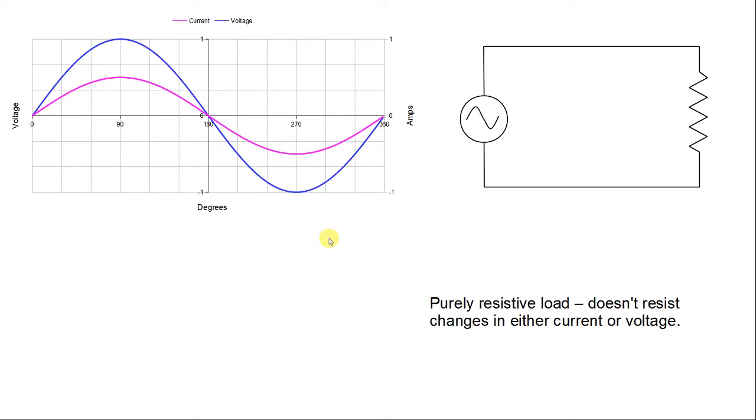But these waveforms are what we call in phase. And what we mean by in phase is they are leaving the zero together. They are coming back together at 180 degrees, and they come back together again at 360 degrees. Or in other words, their periods are the same. So the cycle begins and ends at the same point. That is the definition for those being in phase.